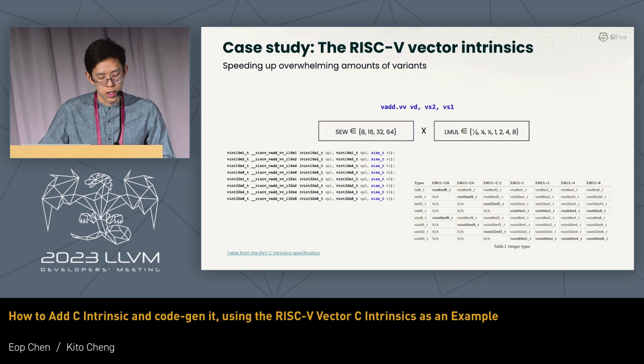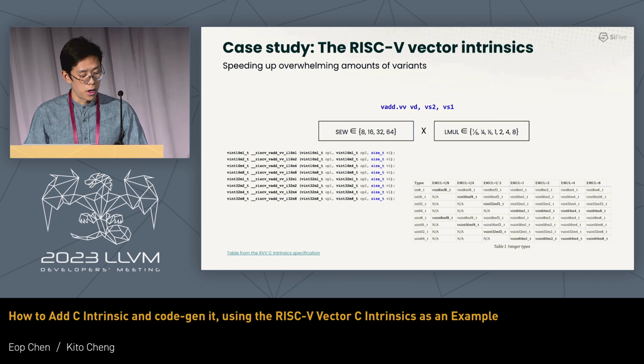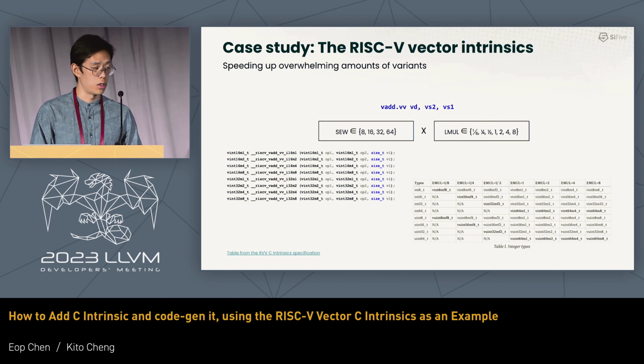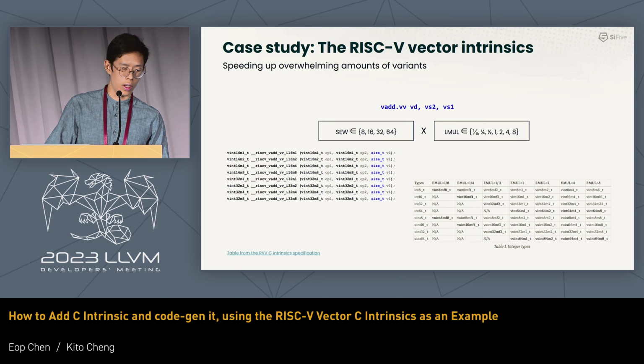Recall that we have just mentioned that the RVV intrinsics have an overwhelming amount of intrinsic variations. We even have other configs we hope to control, and it turned out that for a single vector instruction, we have almost 200 variations. An overwhelming amount of variants also happens in OpenMP and ARM, and we need to deal with them in RISC-V as well.